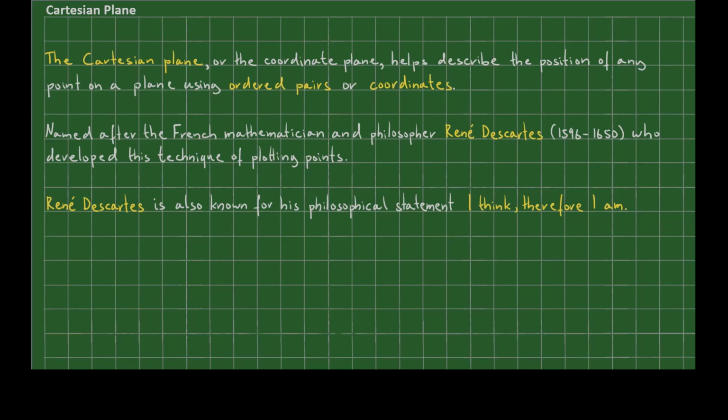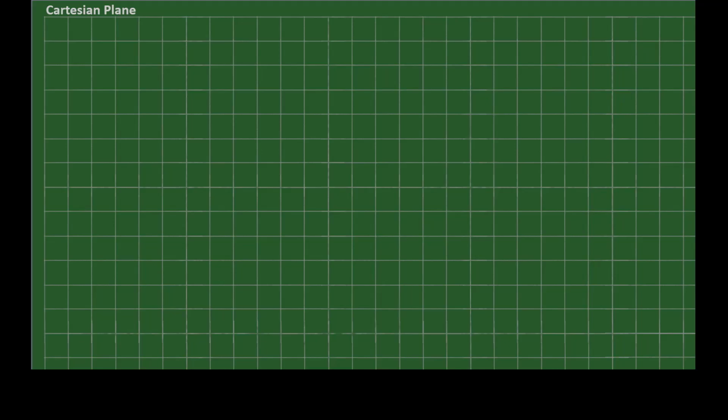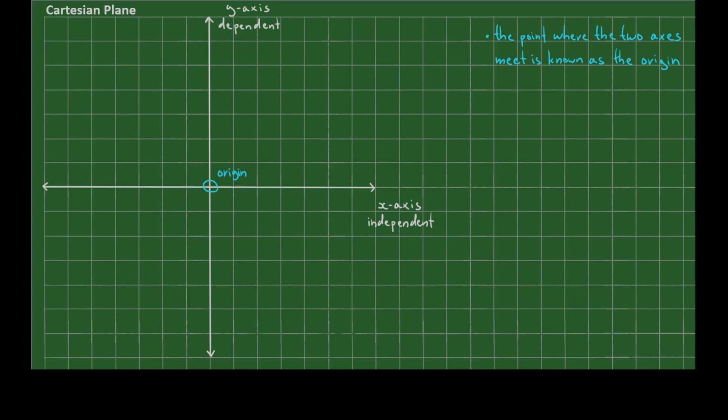Alright, so what does a Cartesian plane look like? To begin with, we have two axes. There is the horizontal line, the x-axis, or the independent axis, and we also have the vertical line, which is the y-axis, or the dependent axis. The point where these two axes meet is known as the origin.